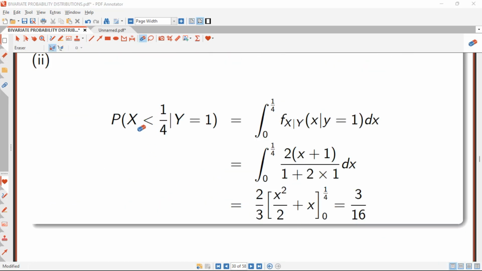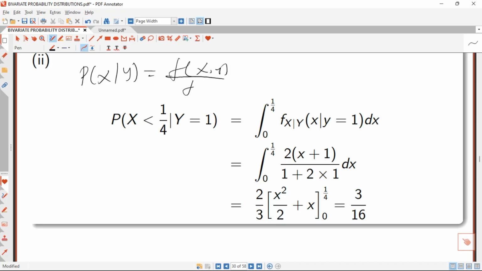So for the second question, you calculate the conditional probability that our x is less than 1 over 4 and y is equal to 1. For this one too, you should just assume that 1 over 4 and 1 is not given to us. So we have the conditional probability of x given y, which can be expressed as the probability of x comma y divided by f of y.